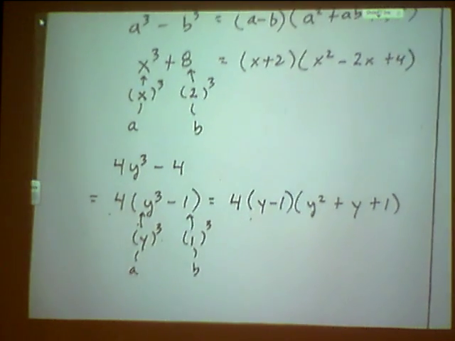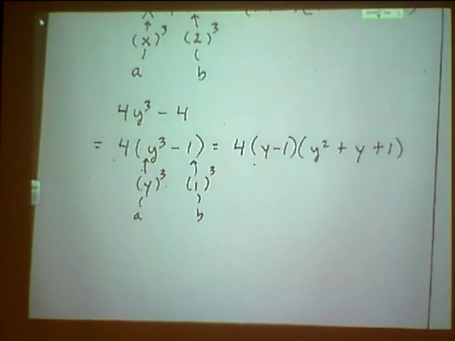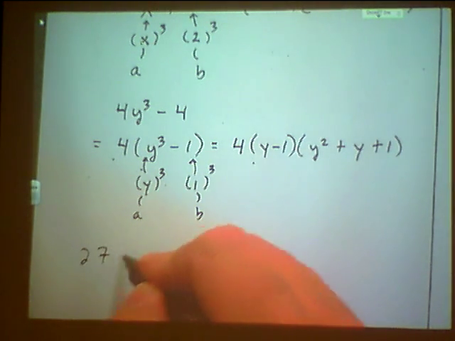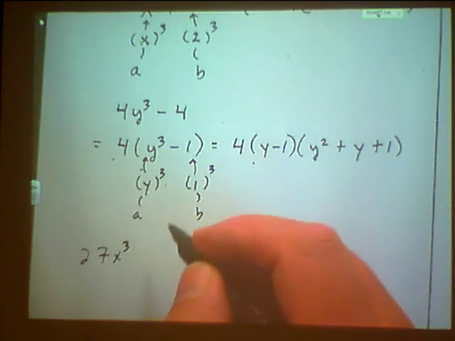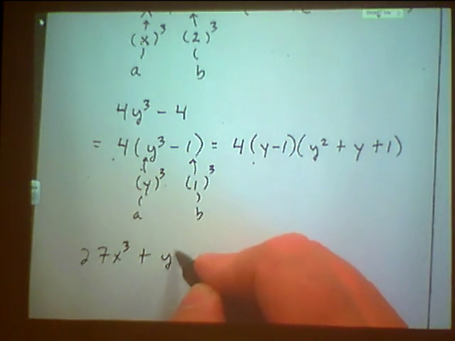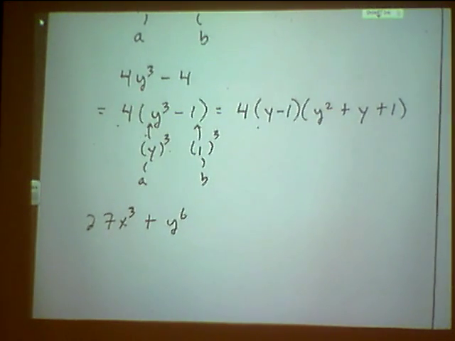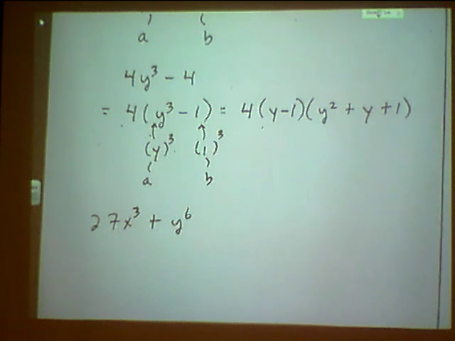And then the last example I'll do quickly. Looks a little more complicated at first. 27x cubed plus y to the 6th. All right, we're asked to factor this. We first check for GCF. There is no GCF. We see that there are 2 terms, so we know we can either try difference of squares or the cubes. Obviously, the cubes looks like a better chance.